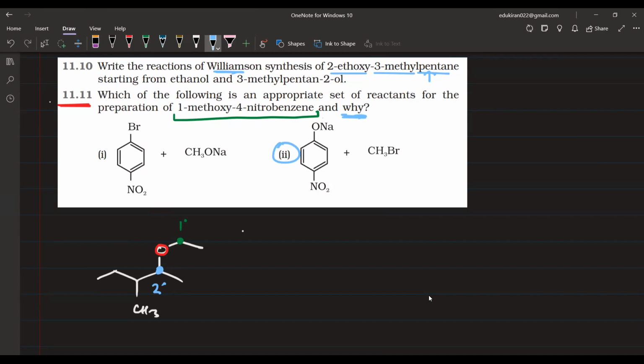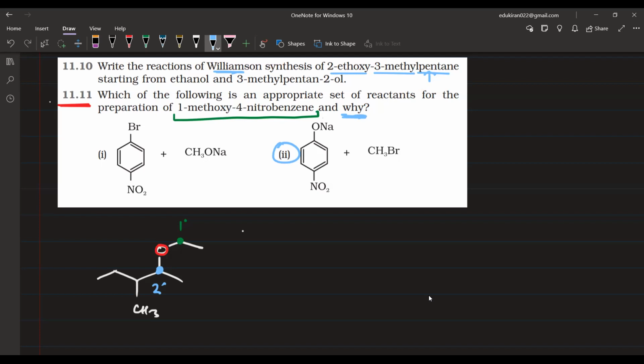Please read the line about unsymmetrical ether. I have this very bad habit of saying unsymmetrical alkene always, so please don't mind me. Unsymmetrical ether wala line padi. For unsymmetrical ether, it is preferred to have primary alkyl halide.